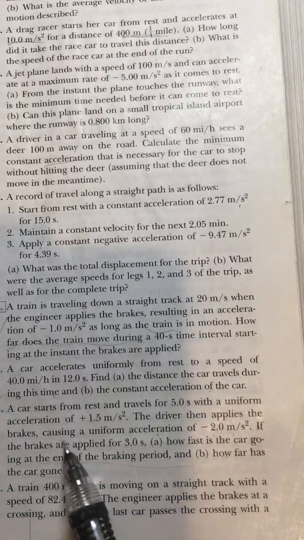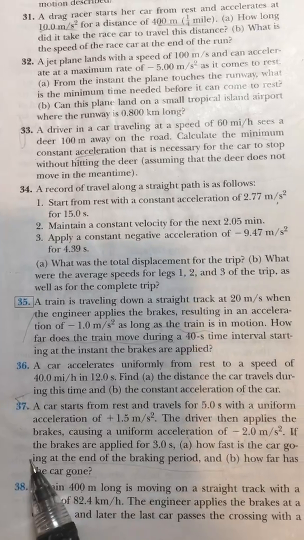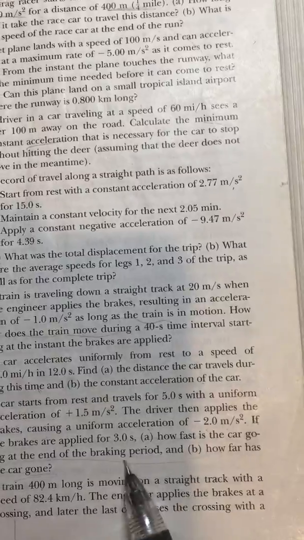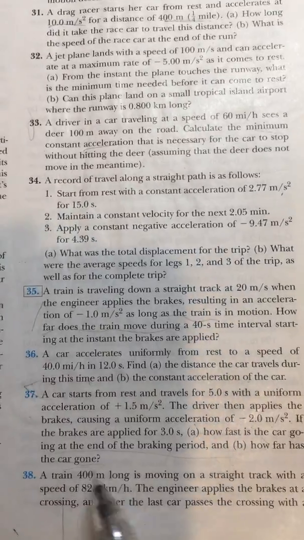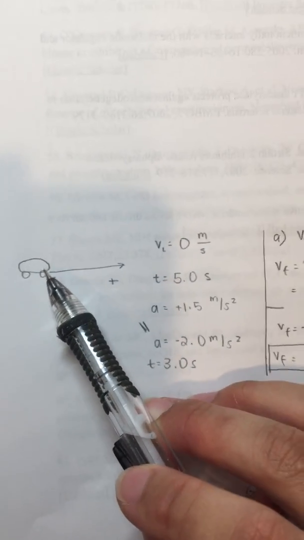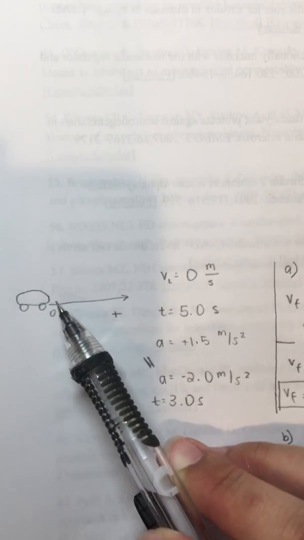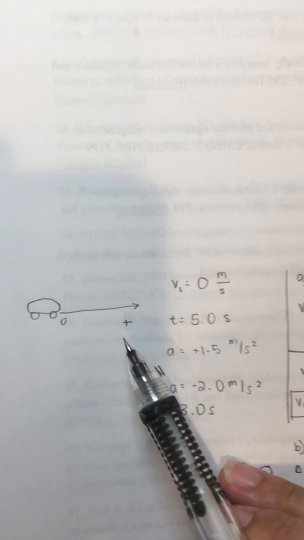If the brakes are applied for 3 seconds, that's the time, how fast is the car going at the end of the braking period, and how far has the car gone? So first, a diagram needs to be drawn. So we have your car at an initial velocity of 0 going in the positive direction.